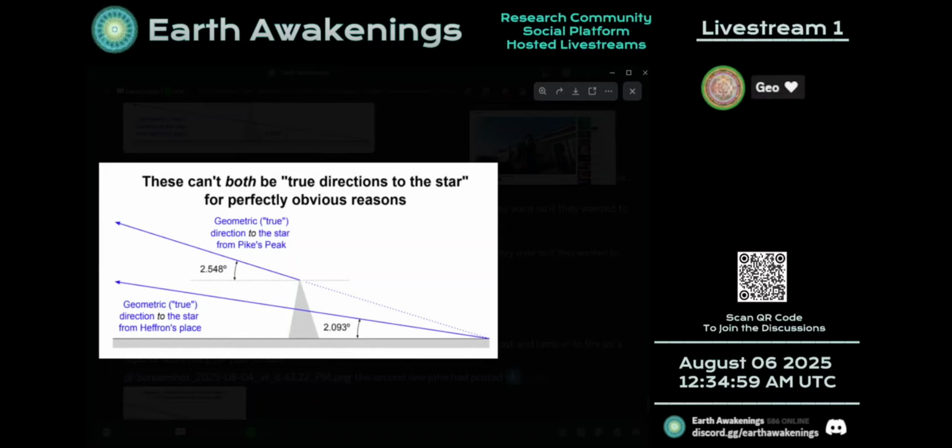Okay, well, let me ask this on it, though. The one requires seeing through the mountain. So how are you getting that position if you can't see through the mountain?